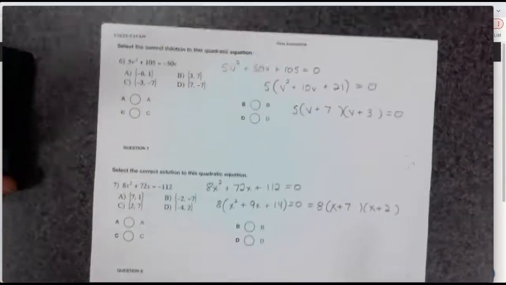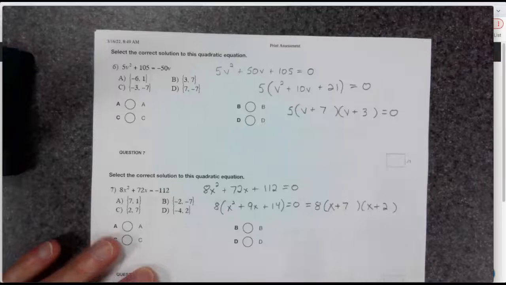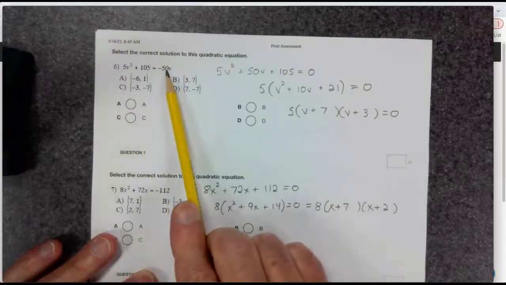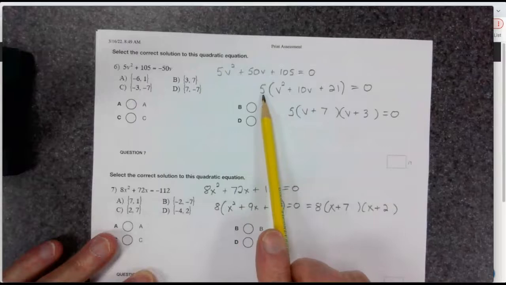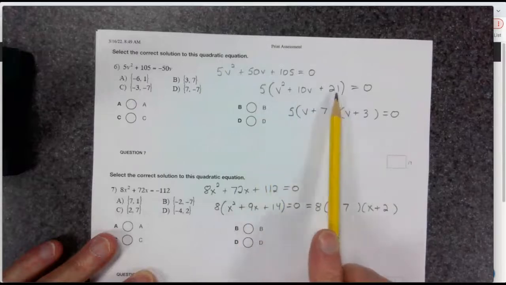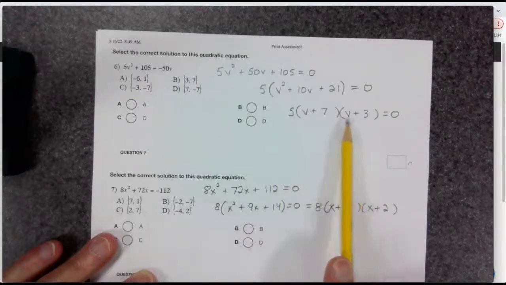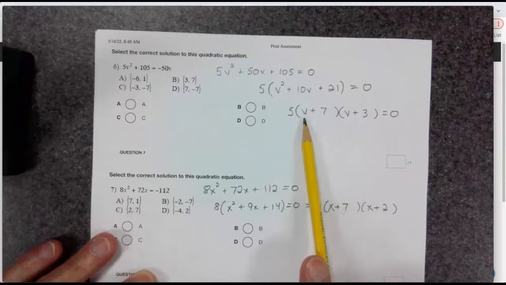All right, number 6. Again, first put it in standard form. Greatest common factor of 5, I took it out. I factored it. And you should be able to see the answer, guys. The two answers are both negative.